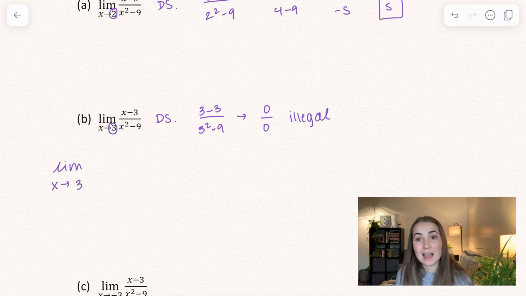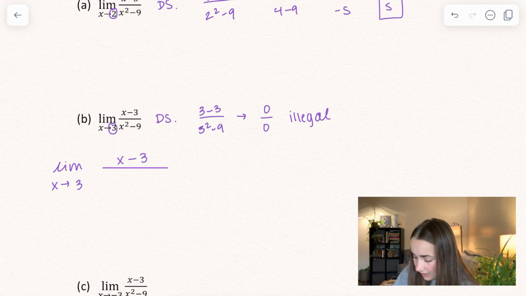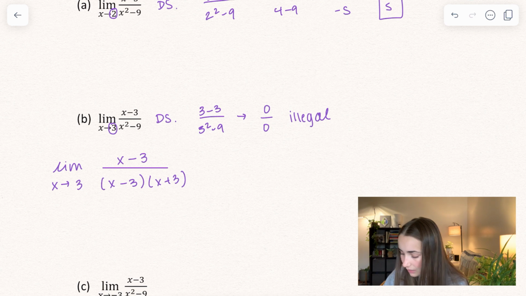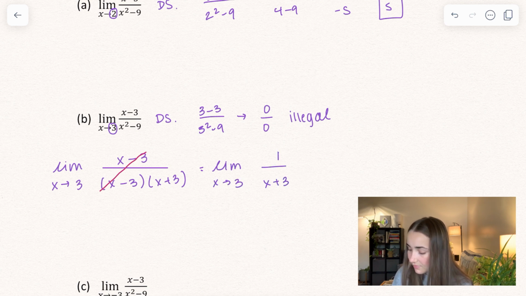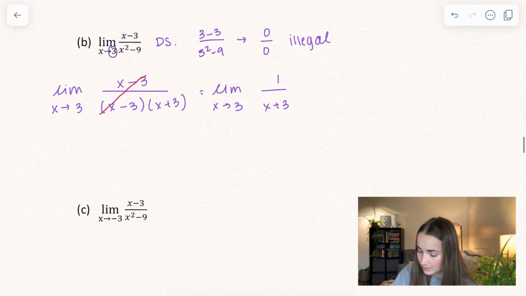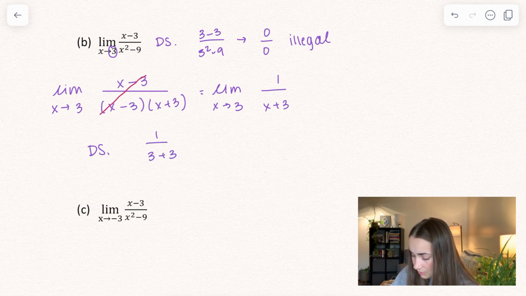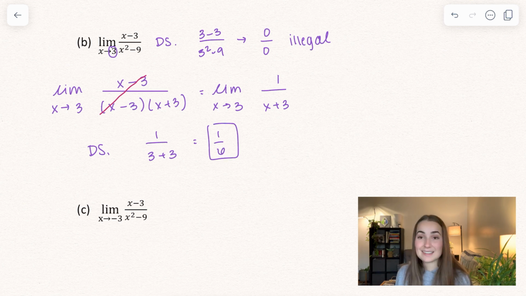Okay, so if I look at the denominator, I can see I can factor it, right? It's a difference of squares. So in the numerator, I have x minus 3, and in the denominator, I'm going to factor that into x minus 3 and x plus 3. And now we can see one of those factors cancels out, right? And so now I'm left with the limit as x approaches 3, and that's going to be 1 over x plus 3. Now we can go ahead and use direct substitution. I can just plug in that value 3 to our new function. So I get 1 over 3 plus 3, which is equal to 1/6. And that's our solution.